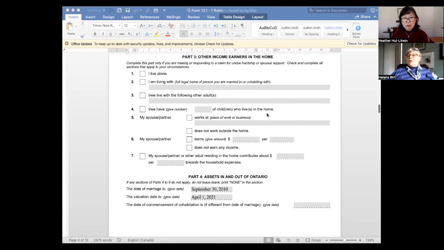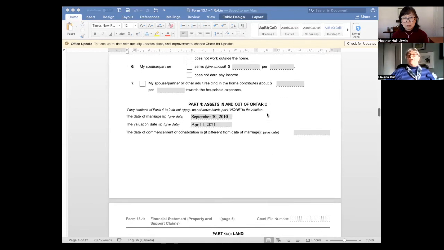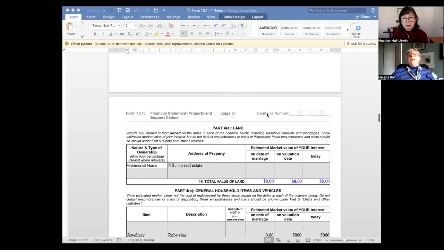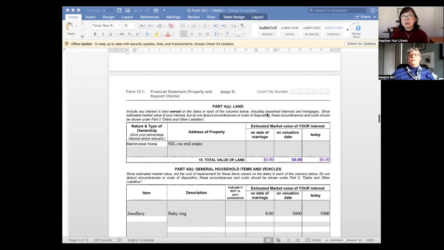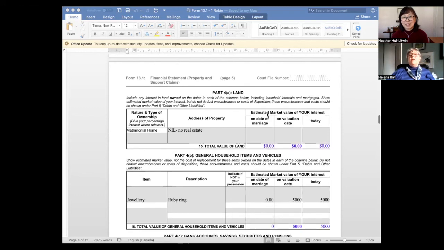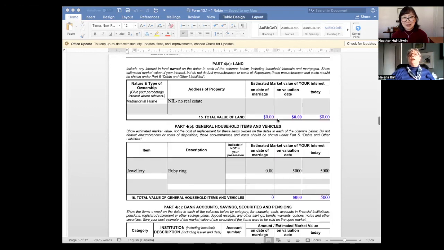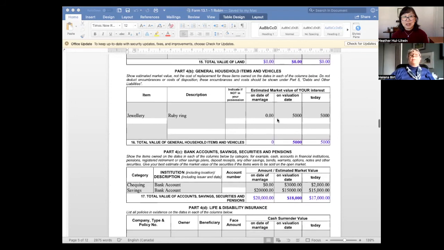That's what Heather is skipping over now, because we're not talking about support. So income and expenses don't matter. And that's the first part of the Form 13.1. So we're scrolling over that, and we're moving to the part that specifically starts when you're talking about property. And so here it is.